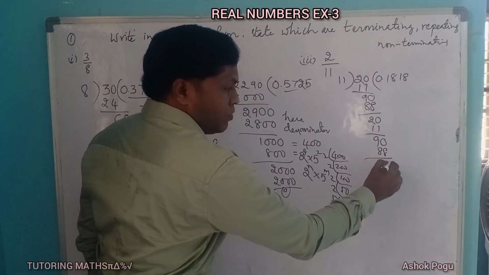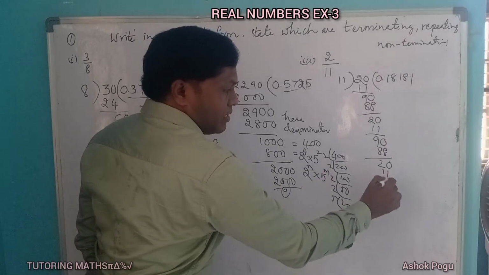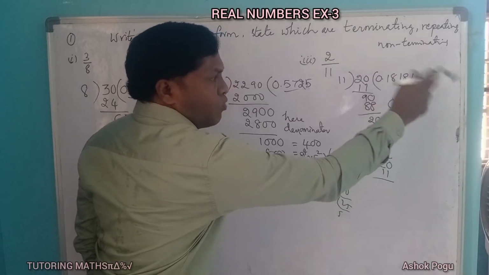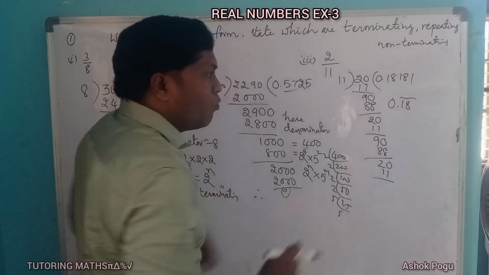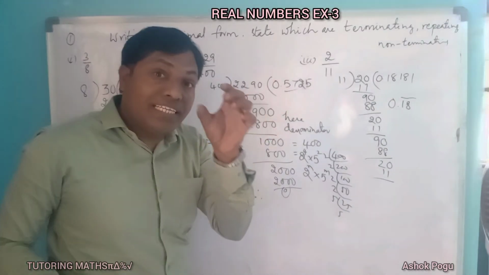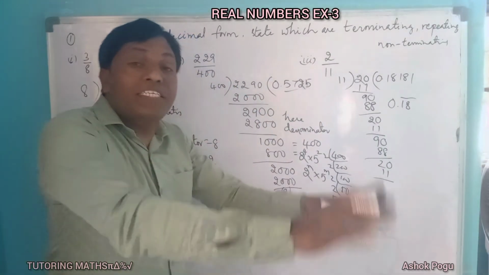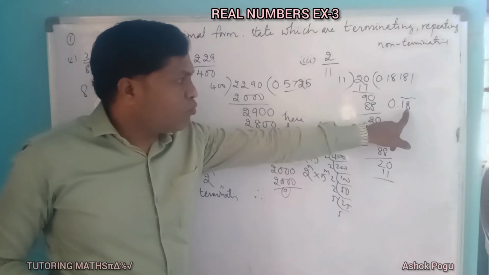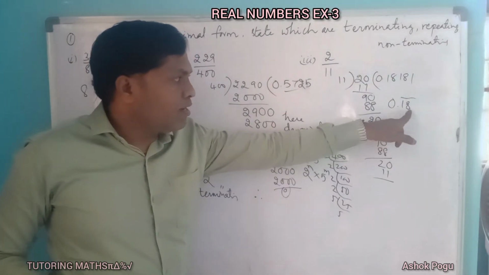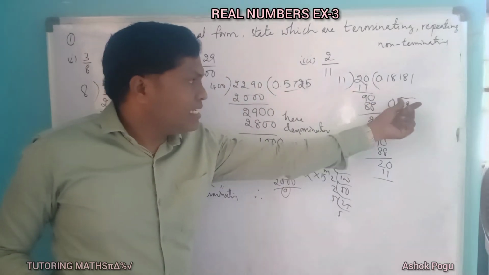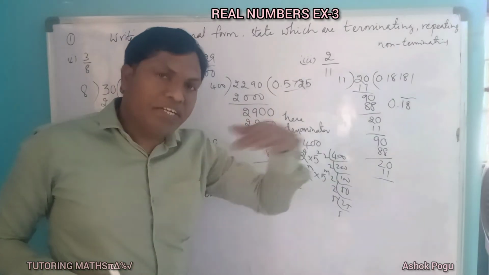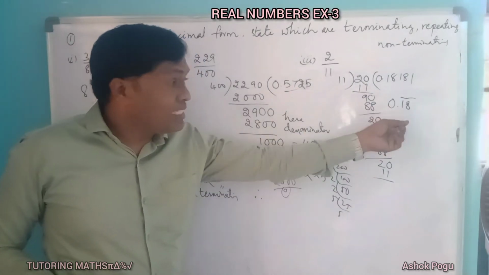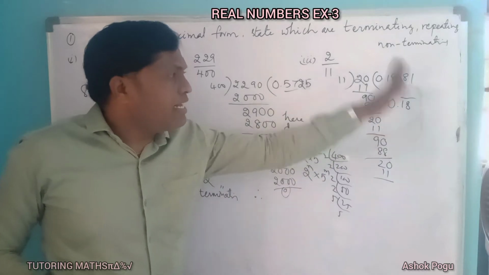So again you check, 11 eights are 88. Isn't it? Again 2, again 0, 11 ones are 11. This process continues, means we get 0.181818. So what are the repeated digits? 18. The digits 18 are repeated continuously. So you can express that repeating decimal as 0.18 bar. Here the digits which have the bar will be repeated. Now you can say that this is not a terminating decimal. It is a non-terminating, repeating decimal.